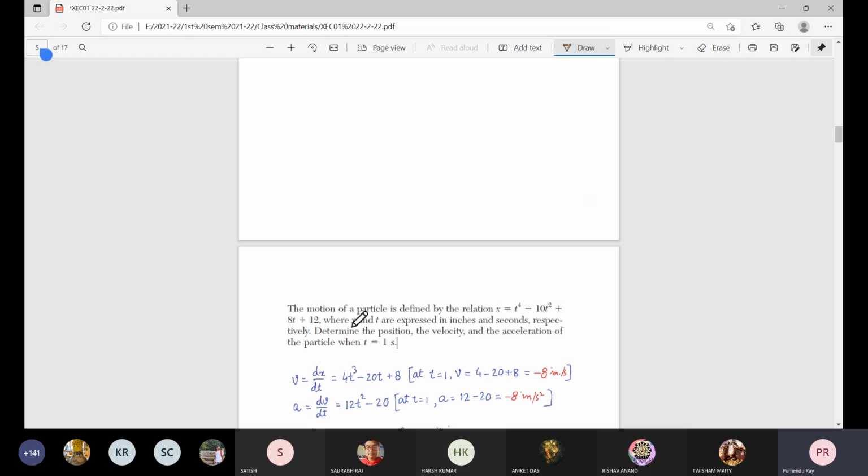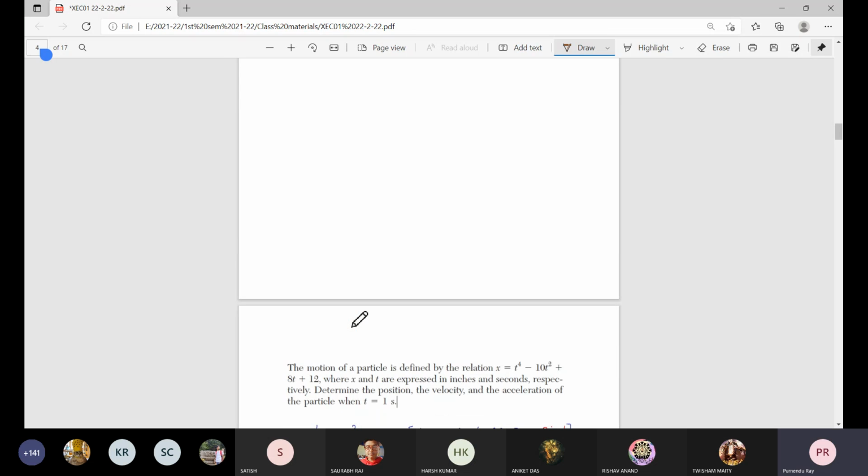Now, yesterday we were talking about this type of relation. Suppose x versus time is given in this form. In that case, find the derivatives. The first derivative will give you the velocity. But just hold a minute.